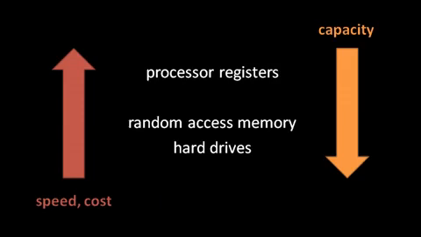In between these two extremes, we have a couple layers, and the pattern holds that as we go up the hierarchy, the speed increases, but as we go down, the capacity increases. So for example, a system's random access memory is more than an order of magnitude faster than a hard drive, but RAM typically has much less capacity and it's much more expensive per gigabyte. Here in 2010, $100 will buy you about 4 gigabytes of RAM.